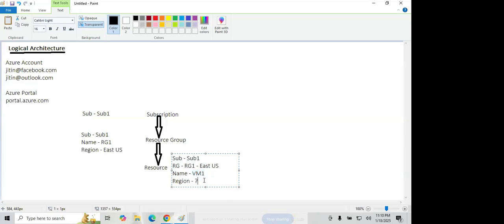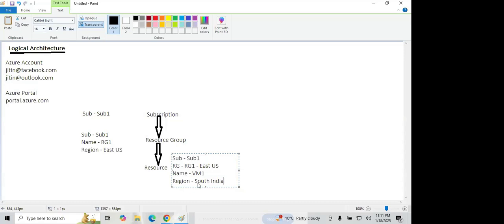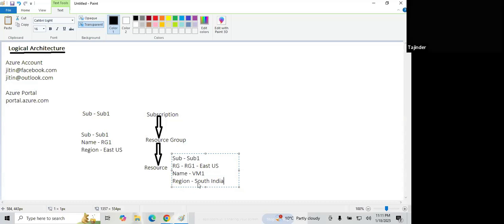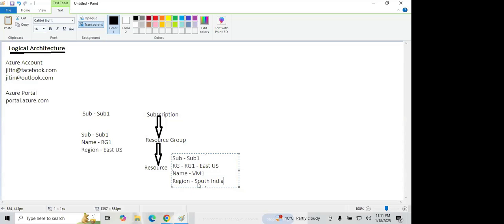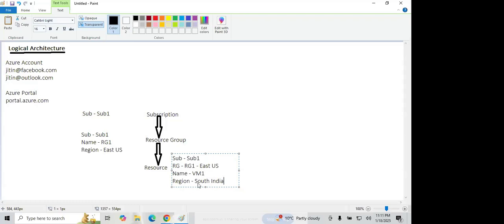It clearly means the region of the resource and the region of the resource group may or may not be the same. It is quite possible we can deploy this in the East US region. It is also possible we may deploy this in the South India region. That is also possible. So a resource group has nothing to do with the physical hardware. A resource group is just a container which contains some information about the resources. Region means where it is actually deployed physically.